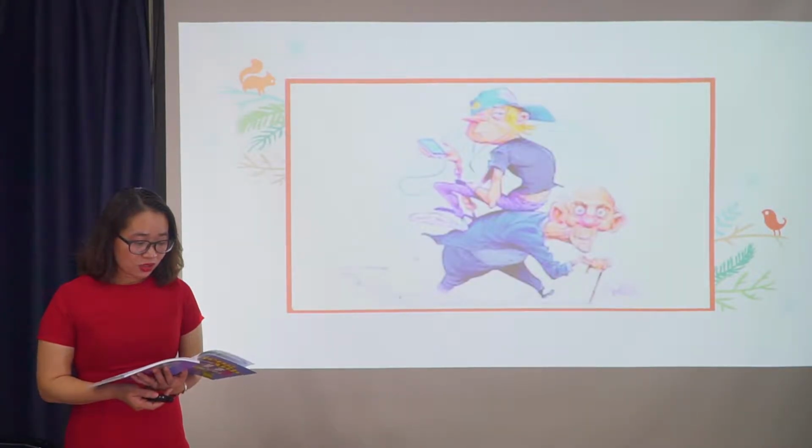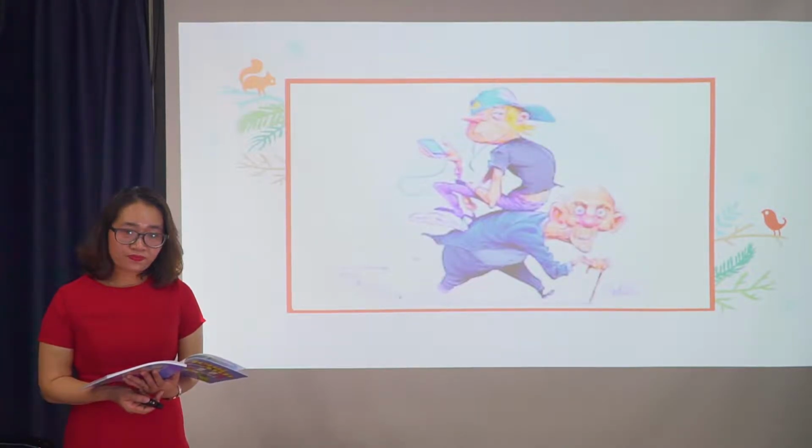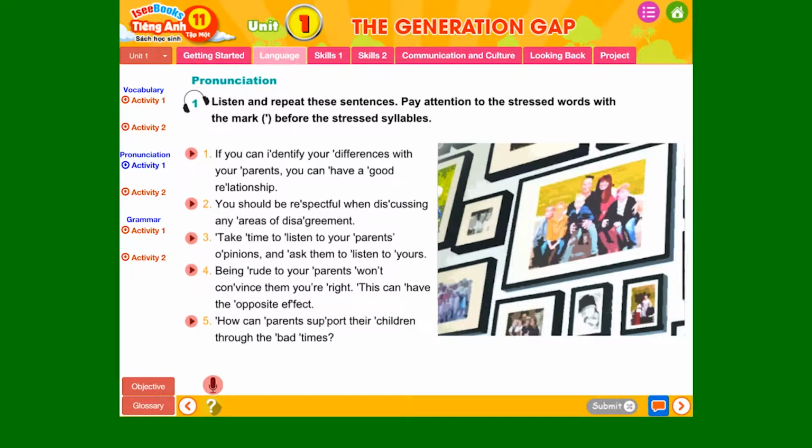And now we come to activity 1. Listen and repeat these sentences. Pay attention to the stressed words with the mark before the stressed syllable. IseeBooks will help you. 1. Listen and repeat these sentences. Pay attention to the stressed words with the mark before the stressed syllables.